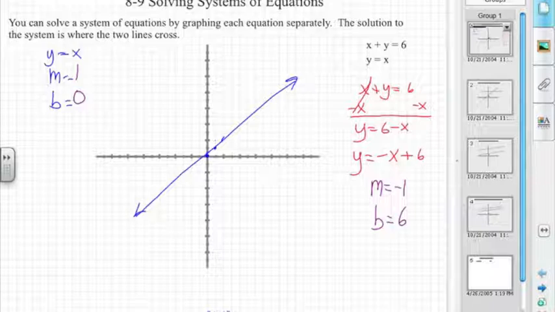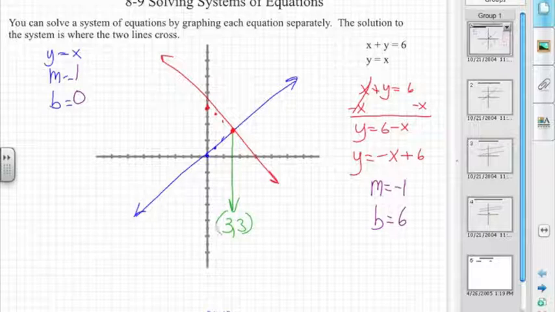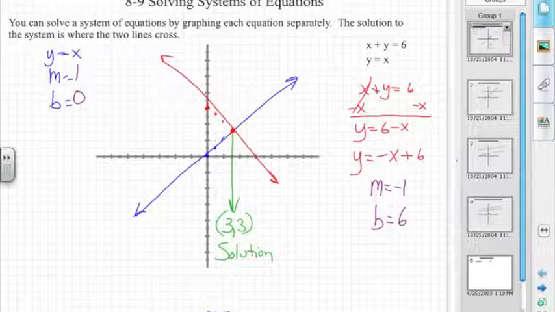So we'll put this line on the graph, go up to positive 6, put our y-intercept, and our slope is down 1 over 1 to the right. And then I will continue and put that on the graph as well. The line didn't go on very well. They actually should have crossed right there. The solution is where those two lines, the red line and the blue line, cross each other. The coordinates of that point are 3, 3. So this is the solution to that system. They cross each other at 3, 3.